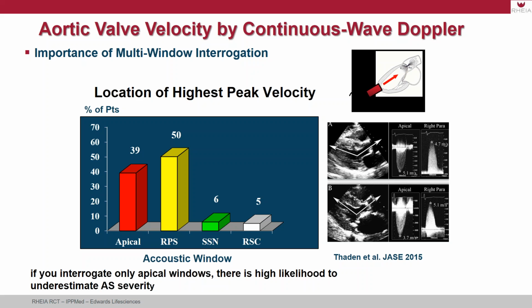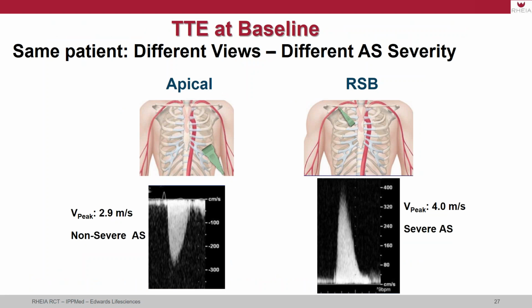This slide illustrates that we often believe that the maximum velocity is obtained at the apical 5-chamber or 3-chamber views, but in fact, some studies suggest that in up to 50% of cases, the highest velocity will be recorded at the right sternal border. So it's very important to do the right sternal border.